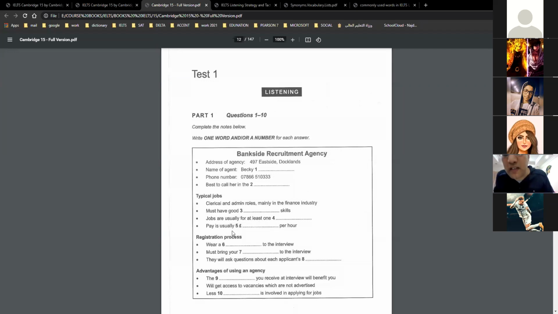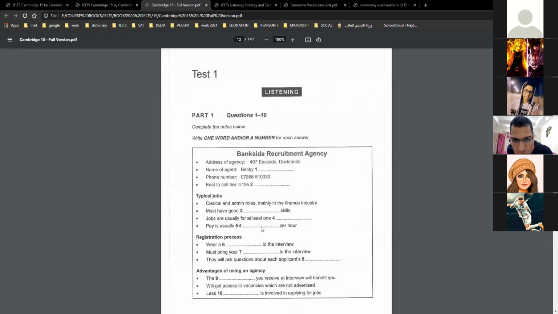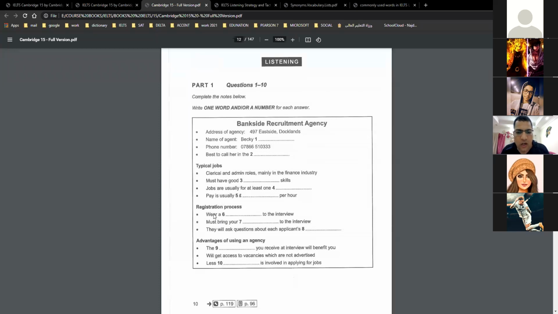Okay, now number five is very easy. Pay is usually space per hour. What should I expect to hear here? A word or a number? A number. Yes, very easy. Why? Because we have here the currency.